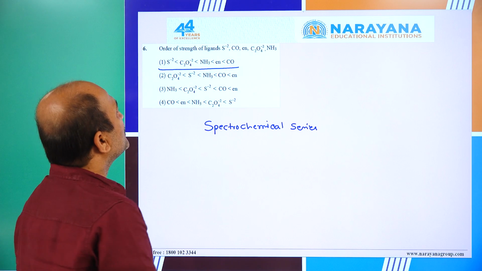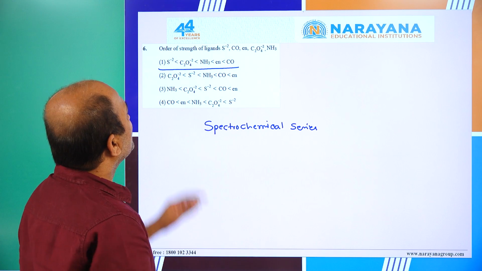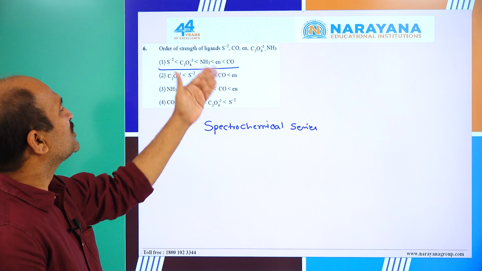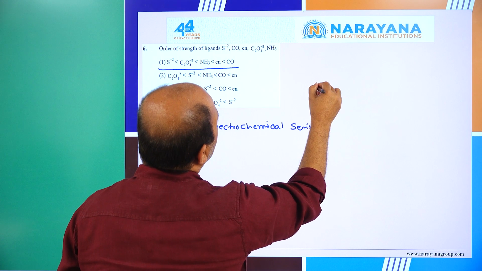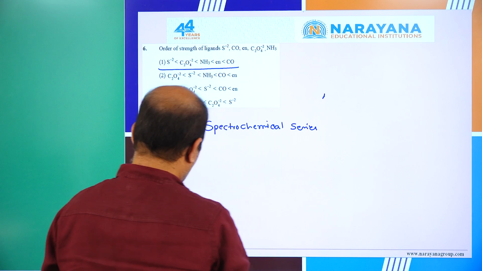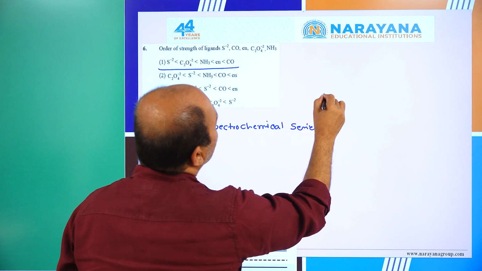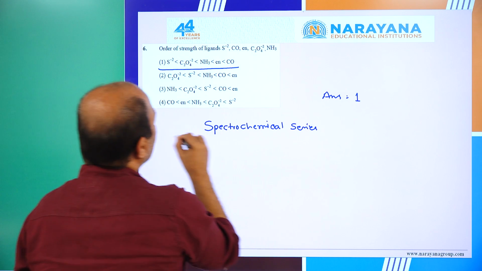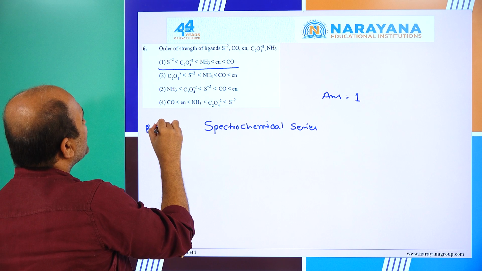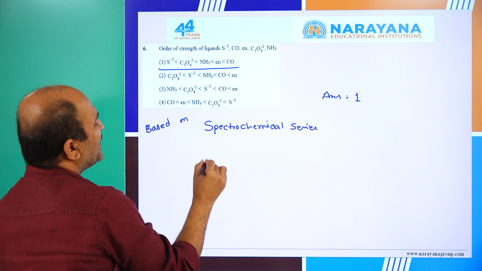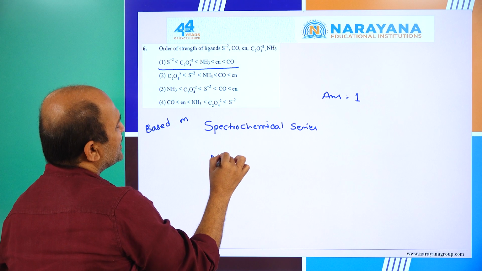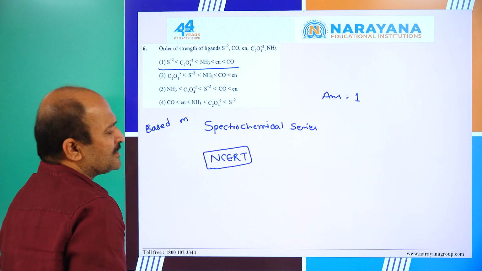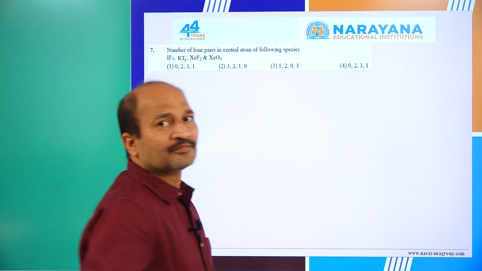CO is the strong ligand and S-2 is the weak ligand, and oxalate is a weaker ligand than ammonia. So the right option is the first option. Answer is 1, based on the spectrochemical series. It is a direct question from the NCERT textbook. Go for the next question, students.